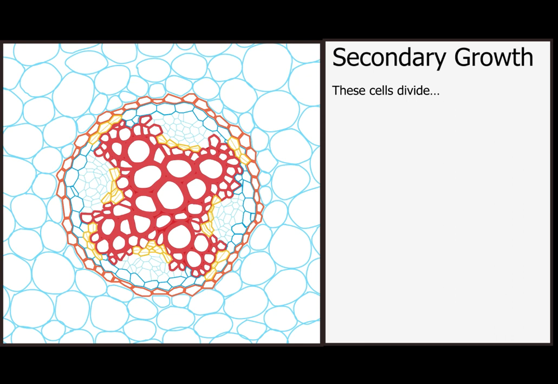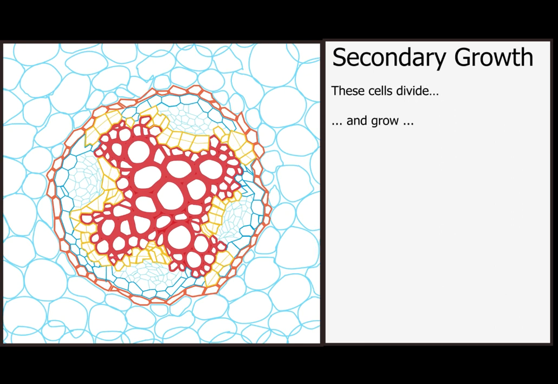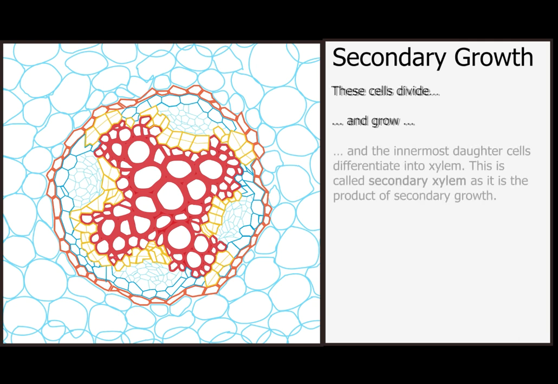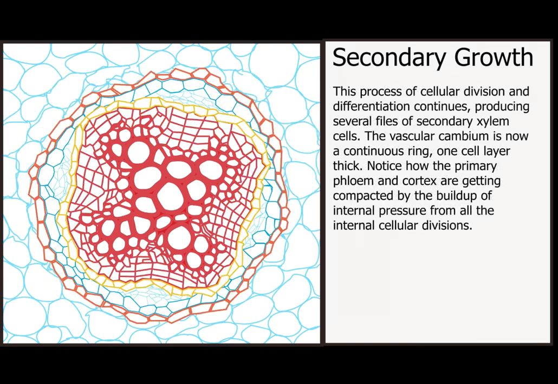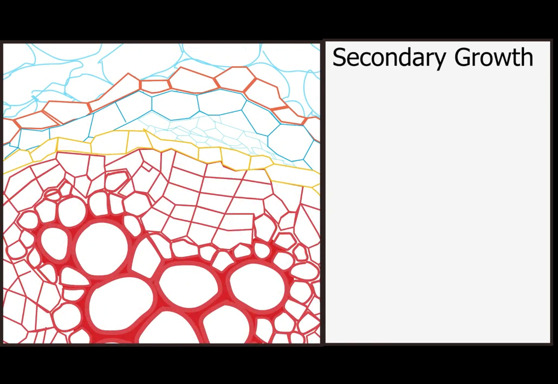These cells divide and they grow. And the innermost daughter cells differentiate into xylem. This is called secondary xylem, as it was derived from vascular cambium. This process of cellular division and differentiation continues, producing several files of secondary xylem cells. Now the vascular cambium is a continuous ring, 1 cell layer thick.